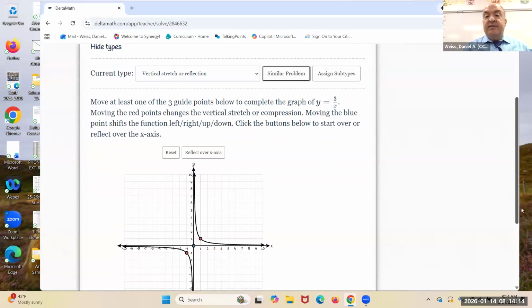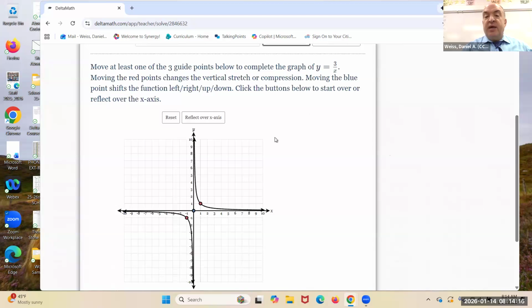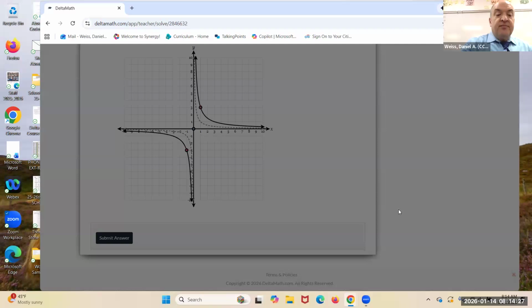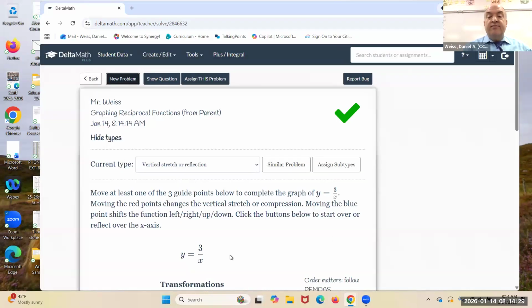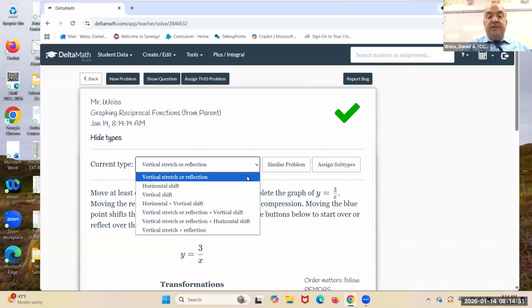Here's 3 divided by x. Okay. Same thing. 0. And then I'm going to do 1. 3 divided by 1 is 3. So I go to 3. And I'm done. Easy. Okay. Next.